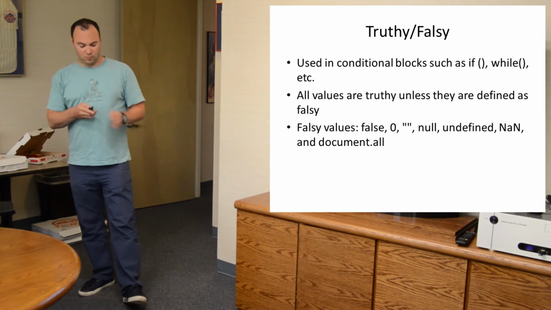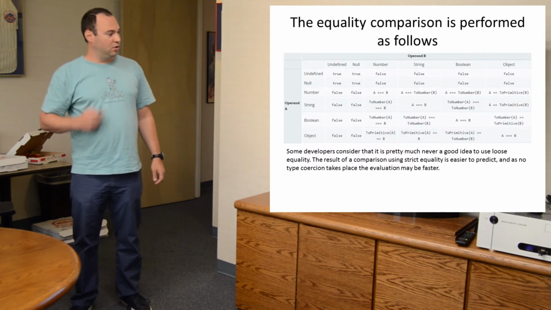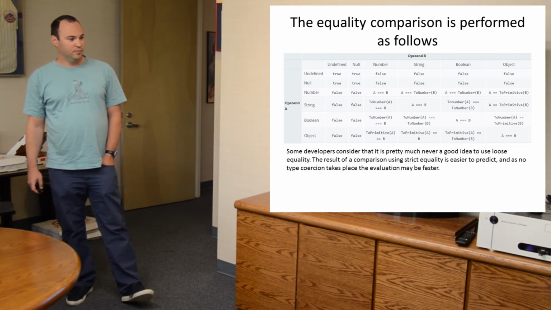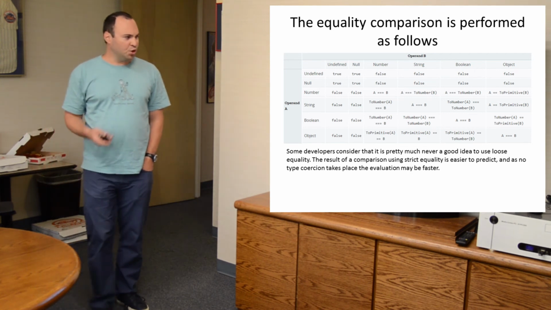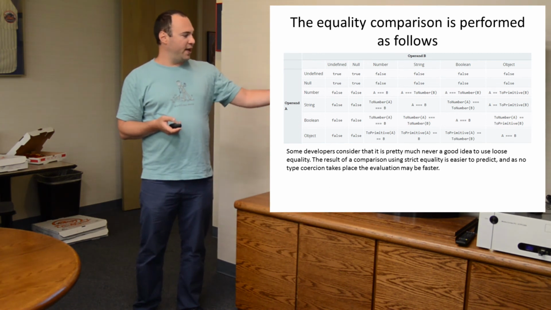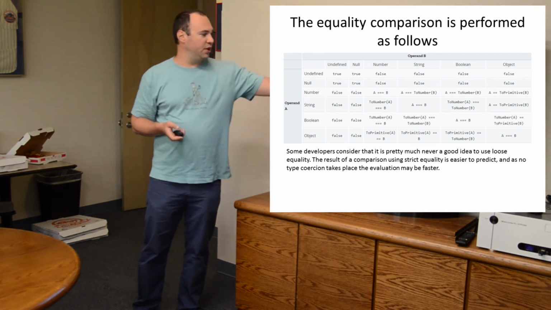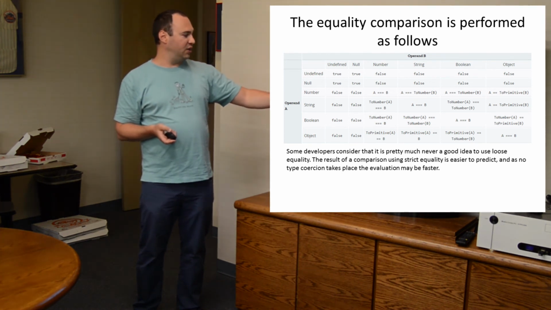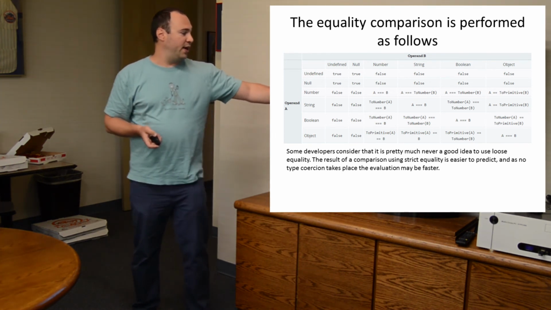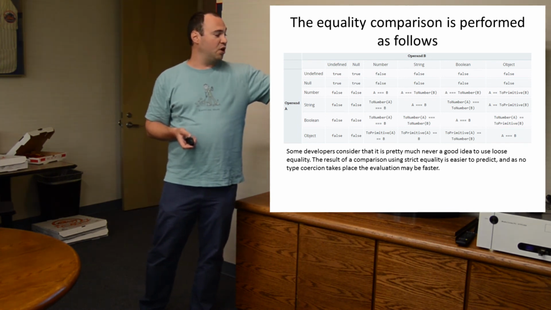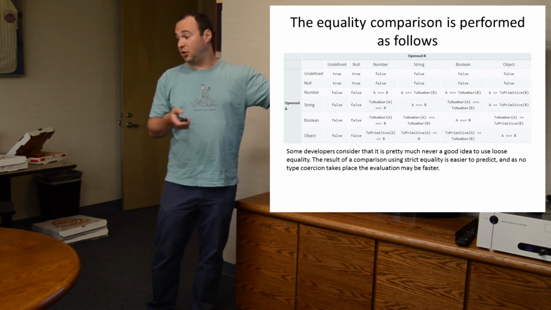Can you go back to the chart? Sure. Could you explain more about this chart, please? Sure, the chart is basically operand A on this side, operand B on this side. So if you're, for example, checking for equality a string and a number, the string being A, the string is first converted to a number, and then compared to B. B isn't converted to anything.